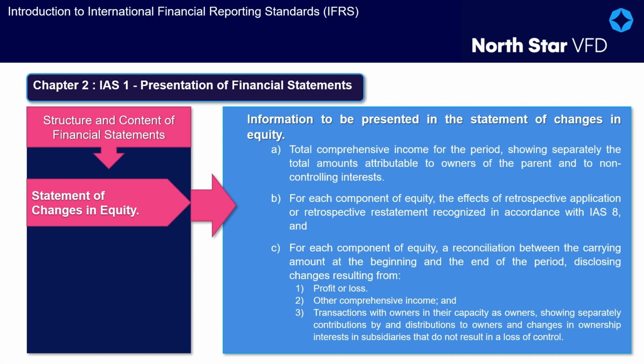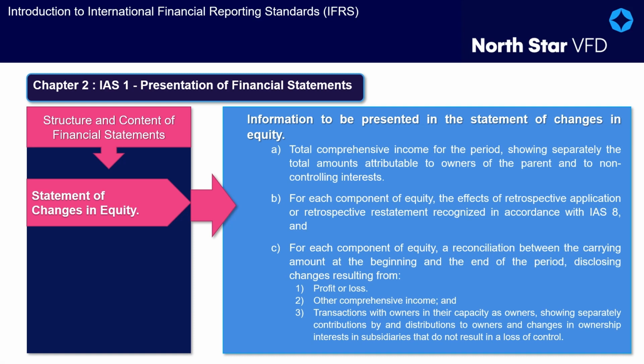For each component of equity, a reconciliation between the carrying amount at the beginning and the end of the period, separately disclosing changes resulting from 1. Profit or loss. 2. Other comprehensive income. And 3. Transactions with owners in their capacity as owners, showing separately contributions by and distributions to owners, and changes in ownership interests in subsidiaries that do not result in a loss of control.